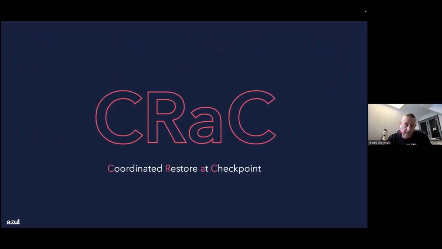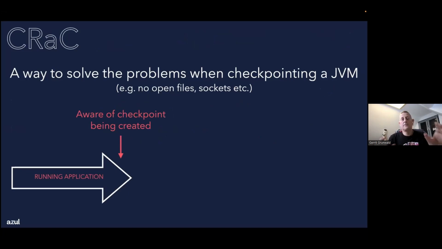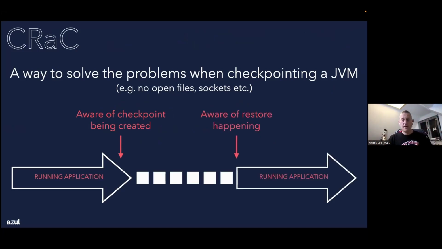And that leads me to CRaC. It means coordinated restore at checkpoint. And the biggest part here is coordinated. So what we try to solve this problem is that the application needs to know when there was a checkpoint and when there was a restore. So we have a running application and we would like to let the application know, now there's a checkpoint, you can do something. And then when it is restored, we let the application know, now you got restored. And the reason for letting the application know, I will come to that in a second.